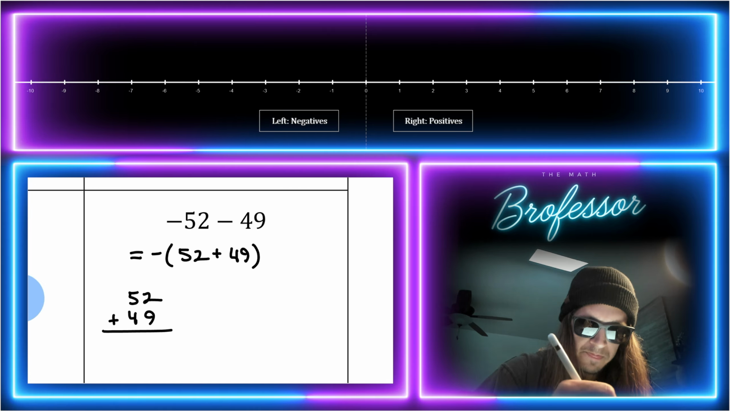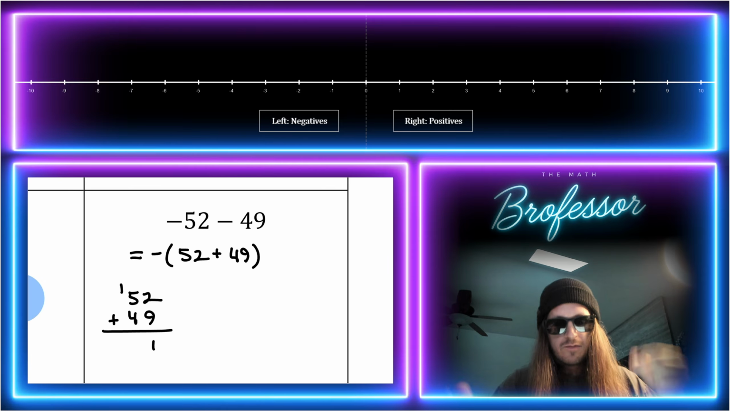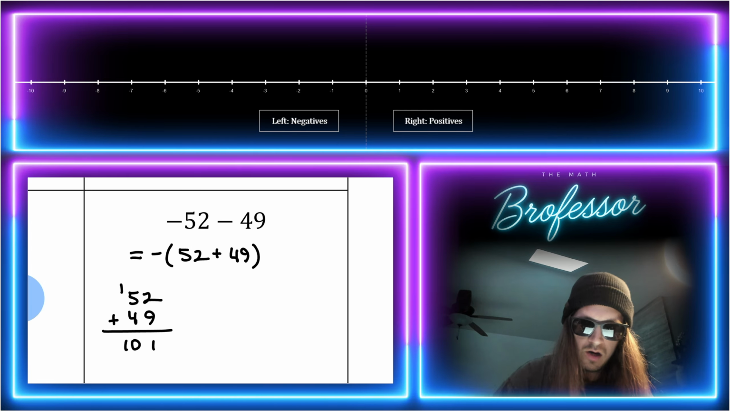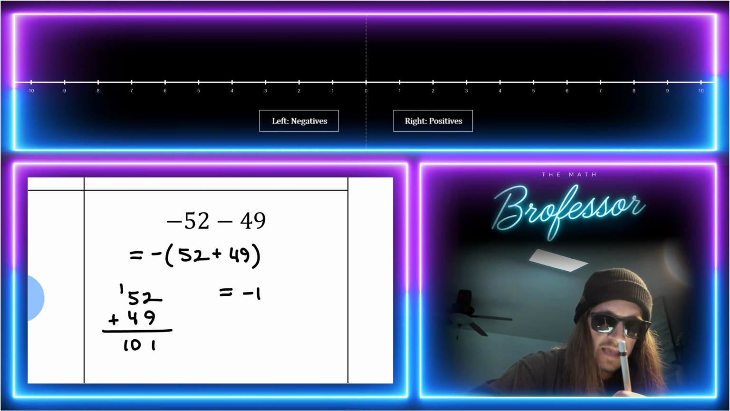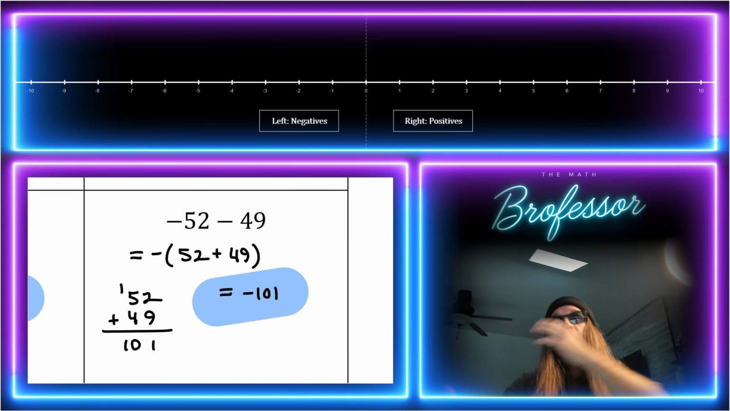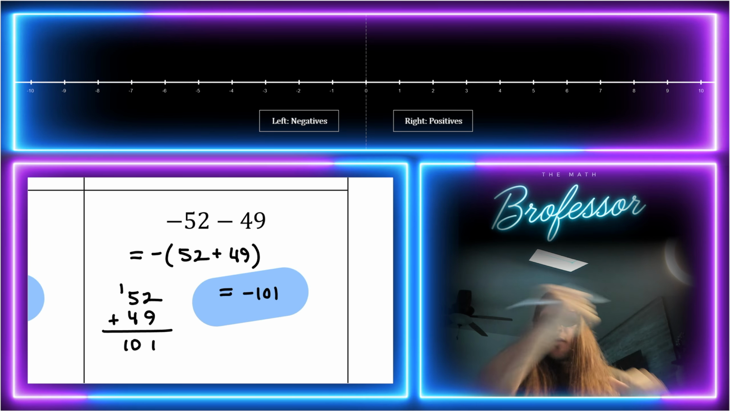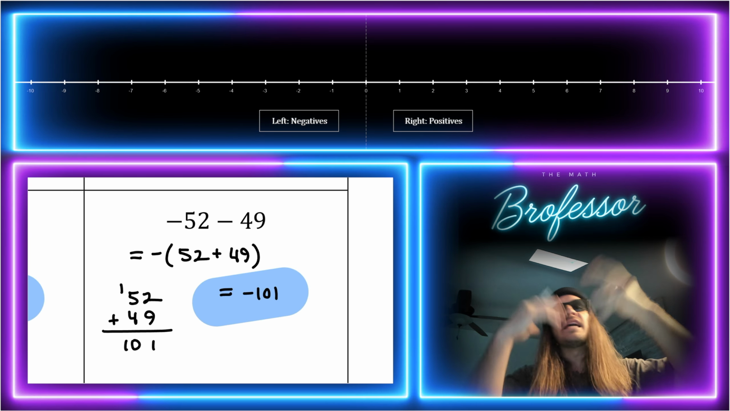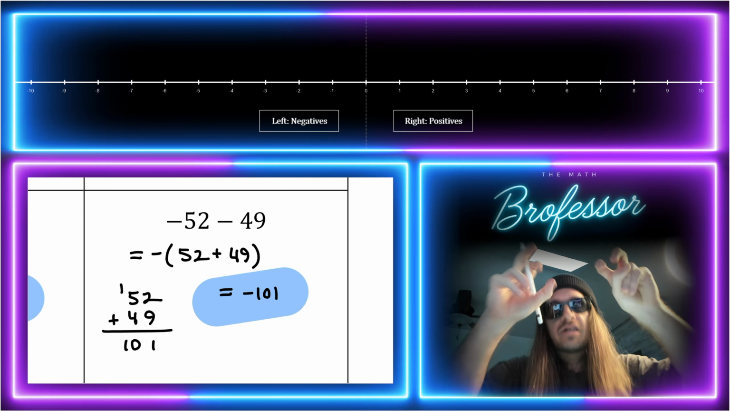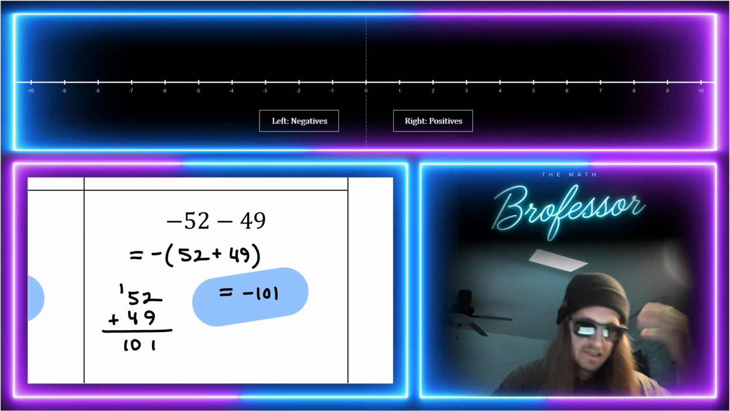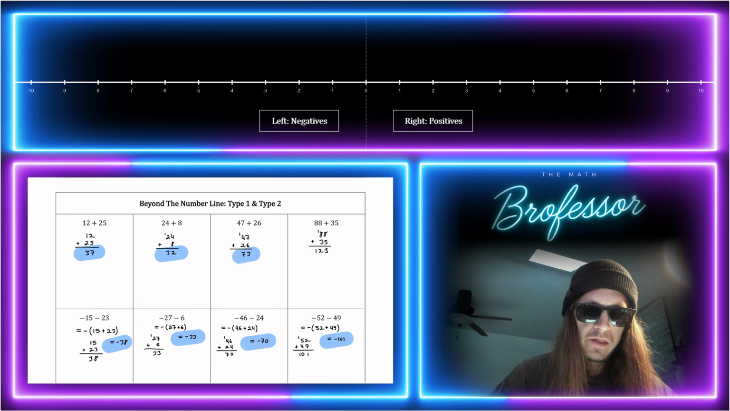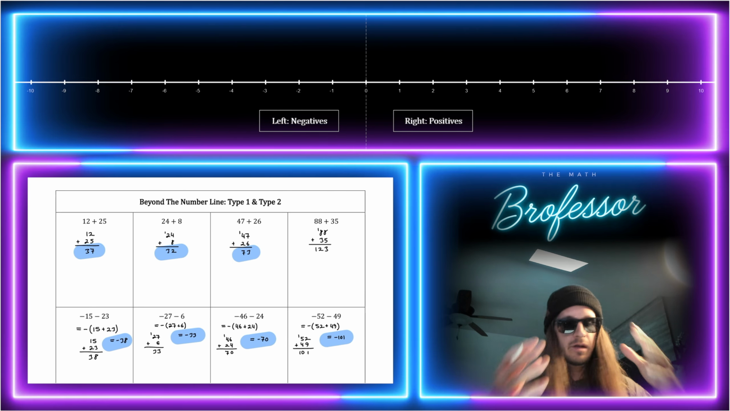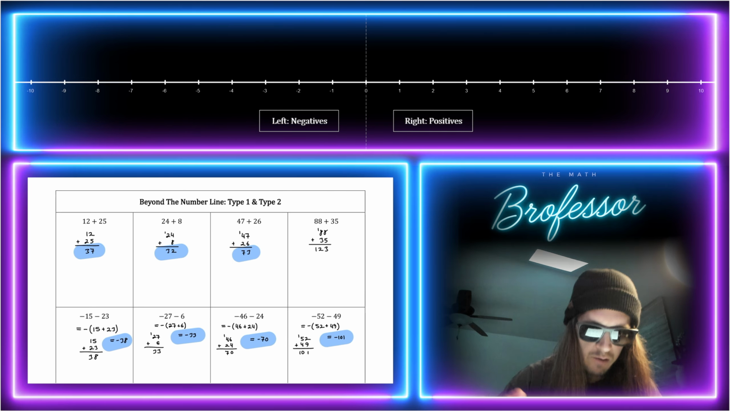Add these. 2 plus 9 is 11. Carry the 1. 5 plus 4 plus 1 is 10. So this is 101, implying that the answer will be negative 101. It is the opposite. All right. There we go. So that's how it works. If you start with a negative number and you subtract, you're going further left on the number line, which in a sense adds the numbers, but it is negative. The answer will be negative on those. So good. That's how you do it without a number line, when the numbers are too big to sit there and count out.